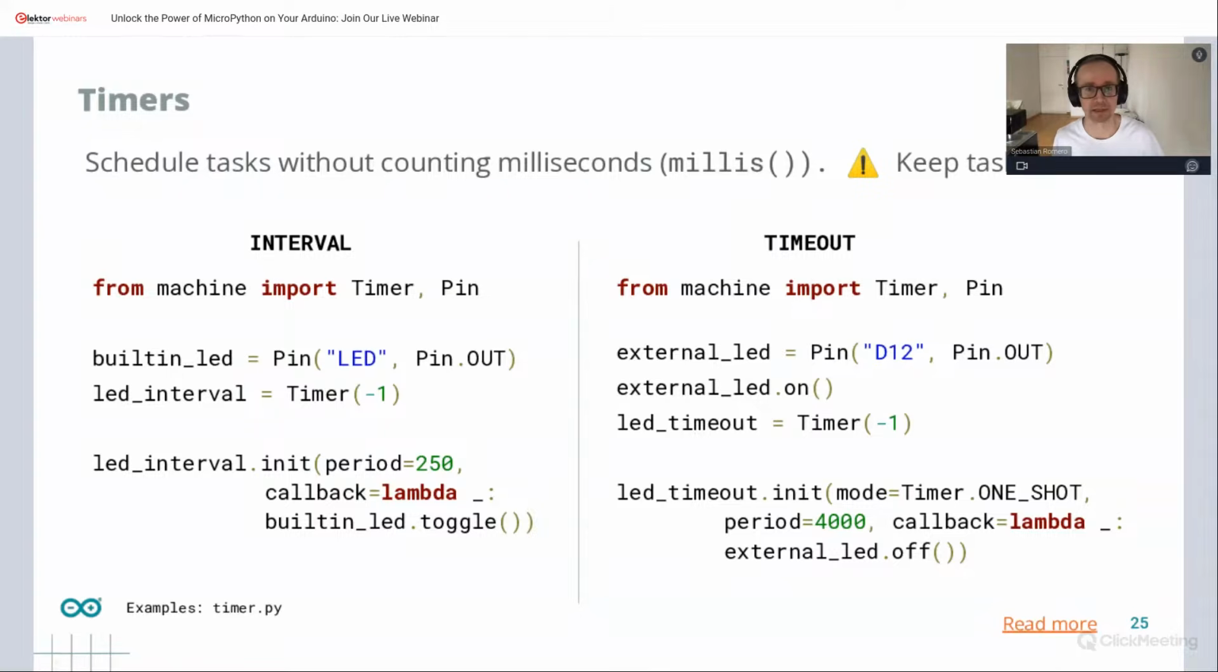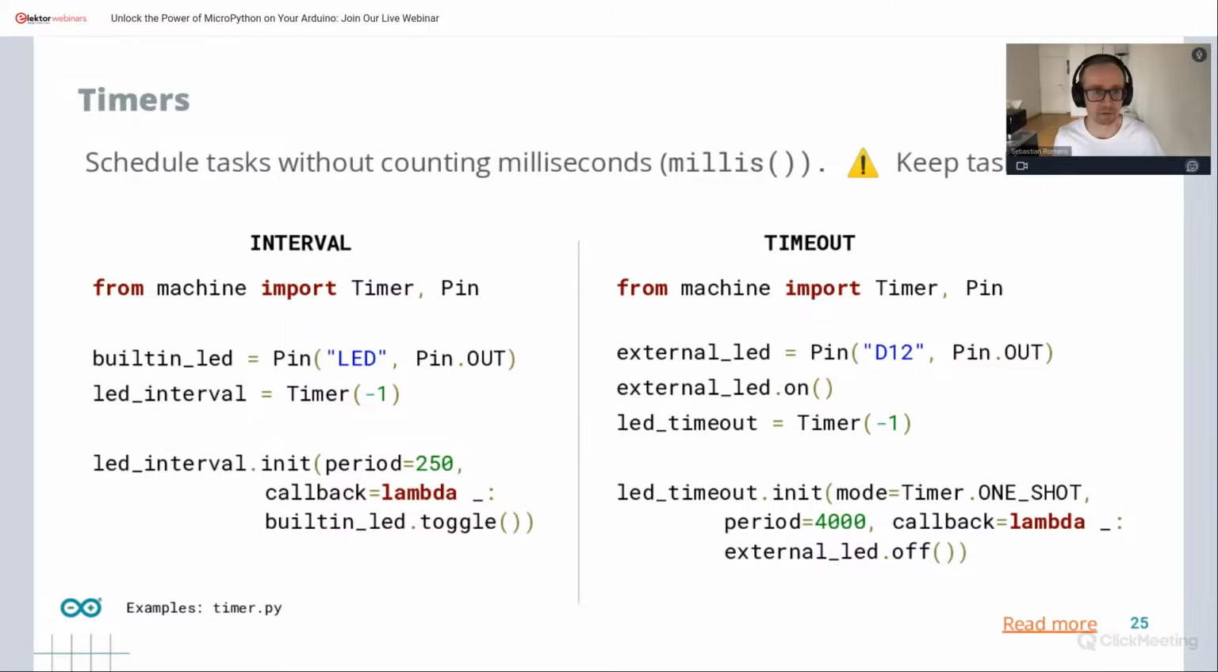And then on the right-hand side, if you just need a one-shot timeout timer, you can do the same. It looks exactly the same except for the mode. So you pass it a one-shot mode. And in this case, after 4 seconds, it would turn off the external LED. The only thing to consider is that this runs in some sort of interrupt-based context. So you shouldn't have extensive callbacks, so keep them small. Do not allocate memory in these callbacks.